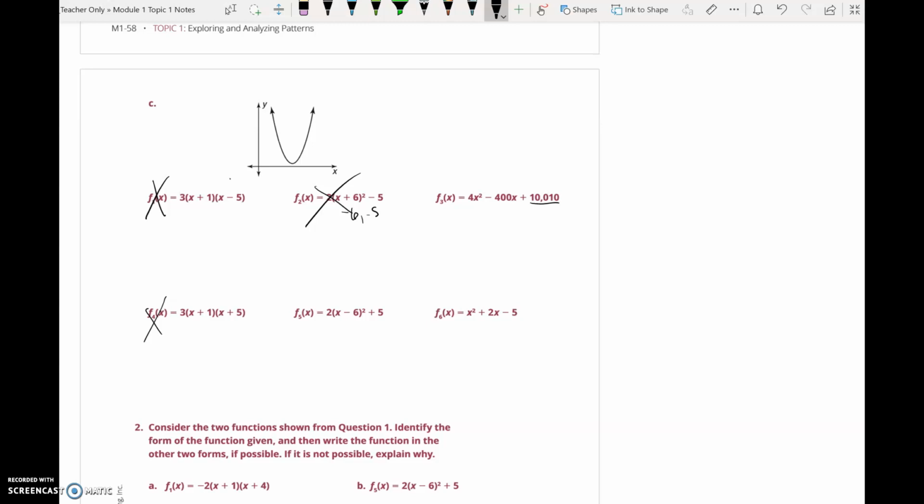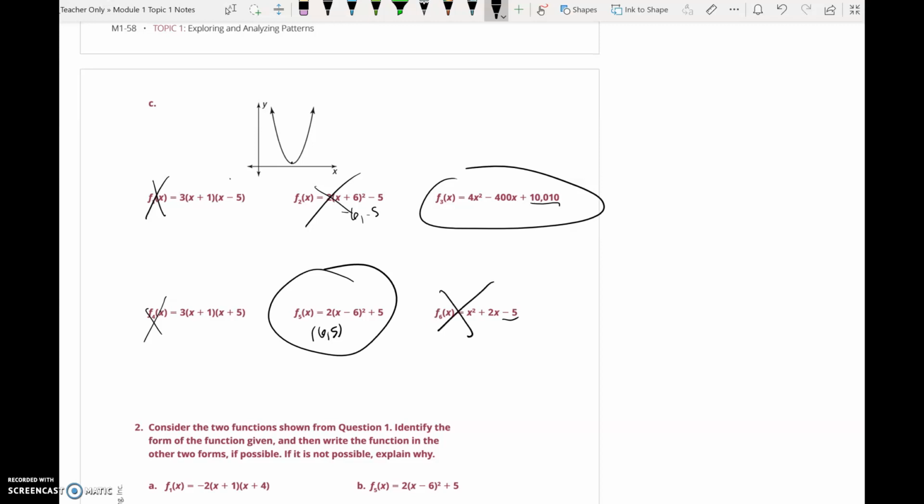This one definitely could work. We have a y-intercept of 10, and as you see, this is definitely going up. It could eventually hit that because this is going to keep going and eventually hit the y-axis, so this is a possibility. This one has a vertex of 6,5. That could definitely work as well. And then this one has a y-intercept of -5. That's not going to work.